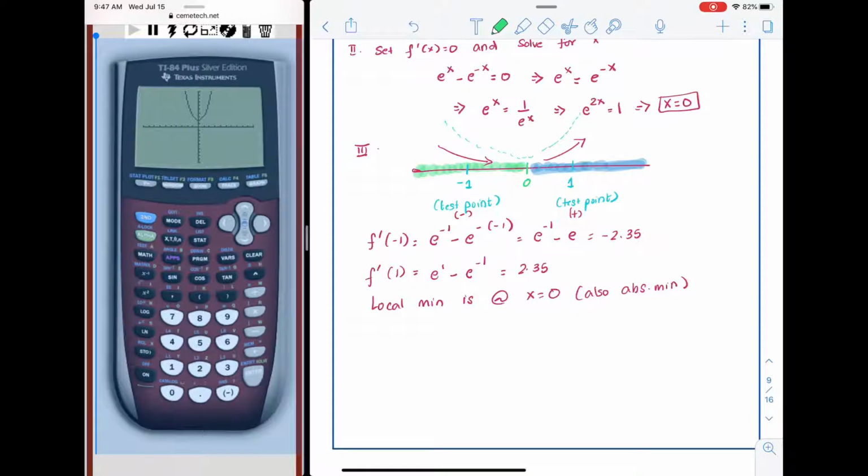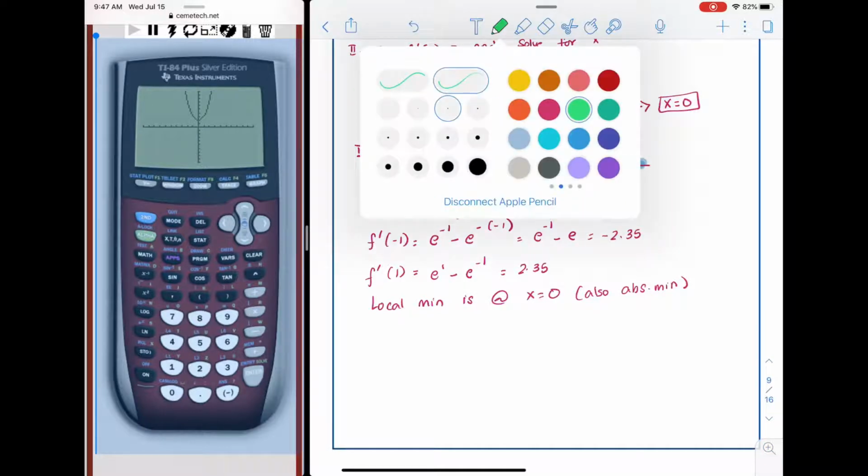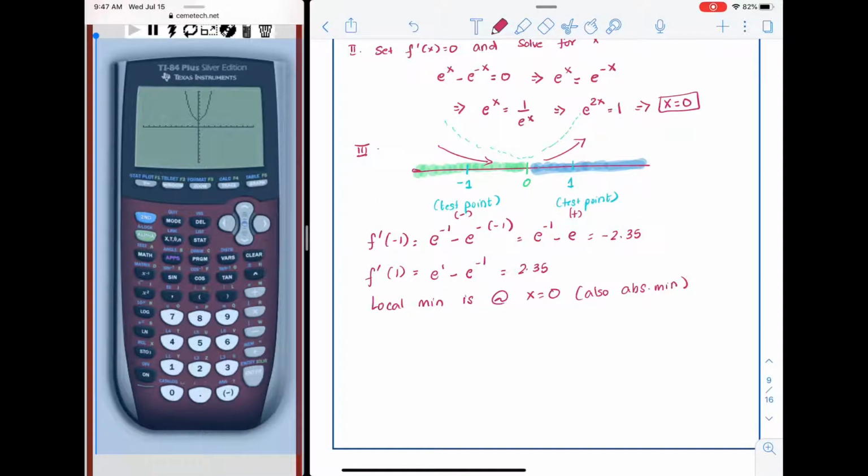This function is concave up for all values of x between negative infinity toward positive infinity. Let's see if that is true. So here, f of x is decreasing for x in negative infinity to 0, and f of x is increasing for x in 0 to positive infinity.